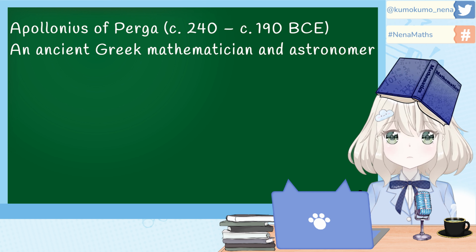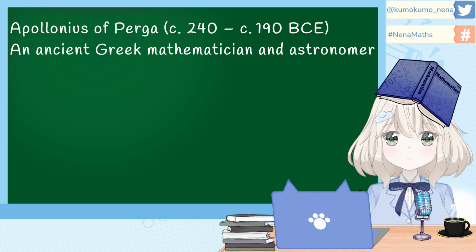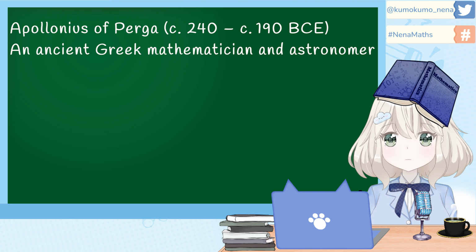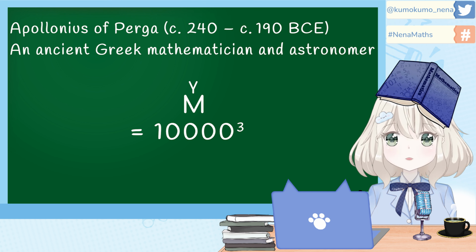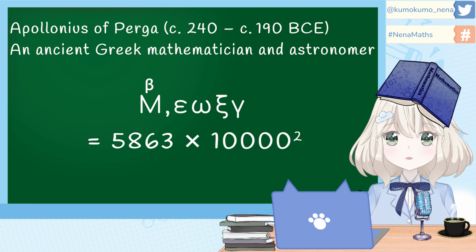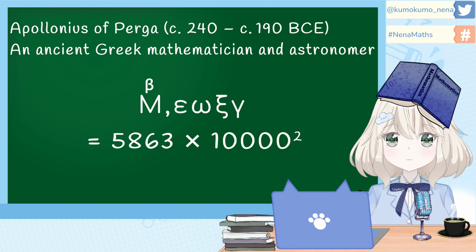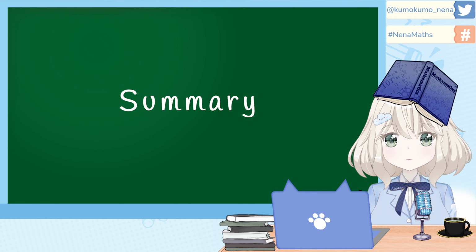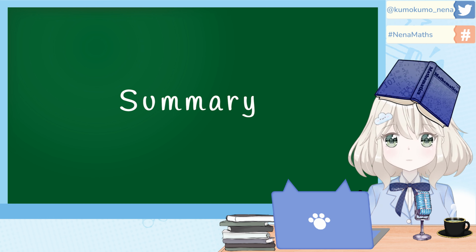Apollonius of Perga, who was both a mathematician and astronomer, used a different way to represent very large numbers. He made the small symbol represent the power of M. For instance, if gamma is written above M, it means 10,000 cubed, and this symbol represents the value of 5,863 times 10,000 squared.